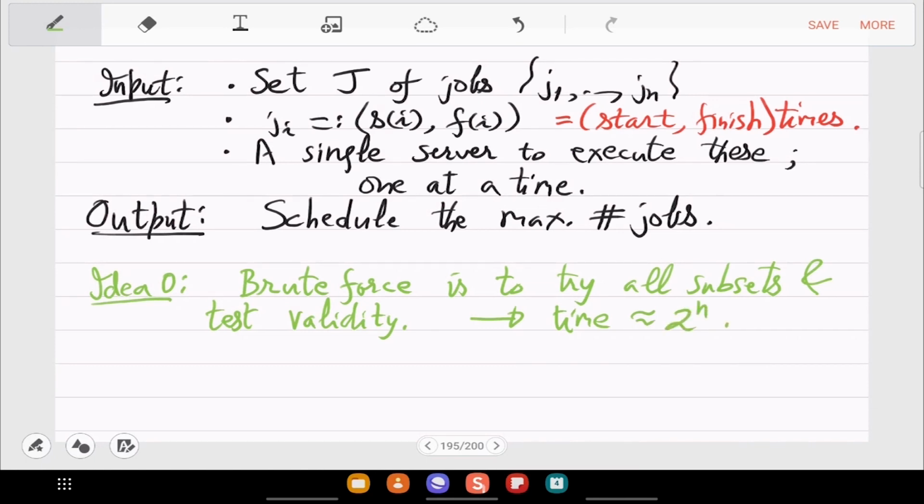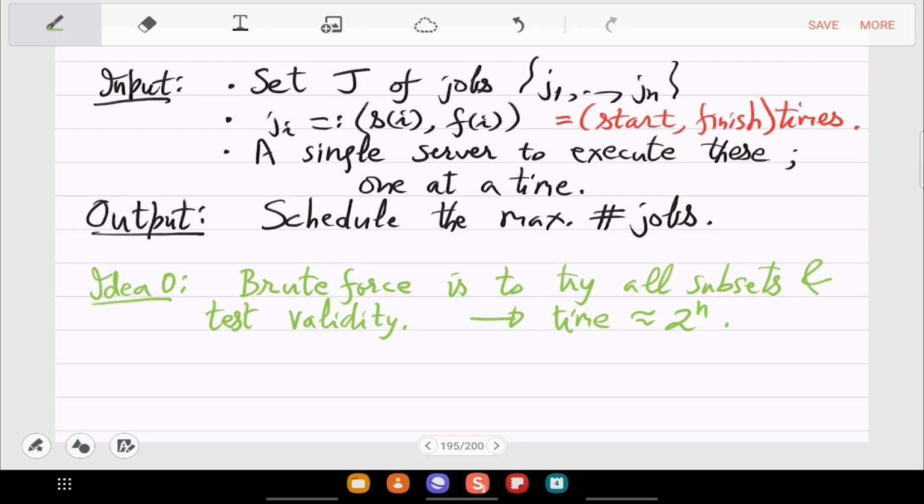Because you have to go over all the subsets, and testing validity means checking whether, if I schedule these jobs, let's say J1, J2, J3, J4, is this even possible? So they should not overlap, right? Their start and finish should not overlap. Their intervals should be disjoint. So that is the question of testing validity.